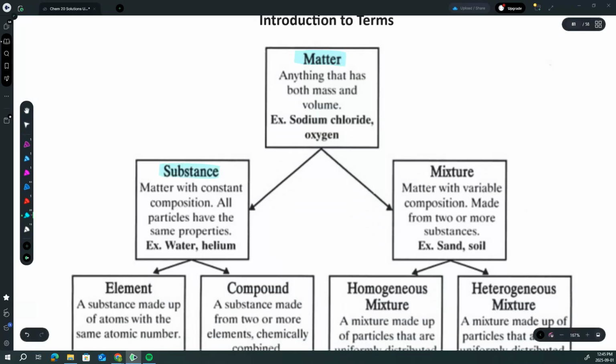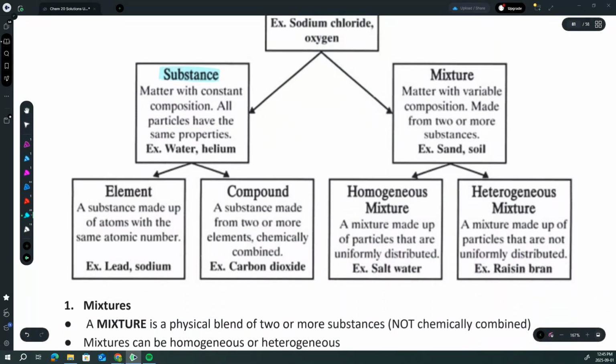A substance is just matter with a constant composition, so all the particles have the same properties. What's going to make that up are either elements or compounds. If you have an element, then any substance that is that element is going to have the same atomic number, the same amount of protons, electrons, neutrons, and so forth.